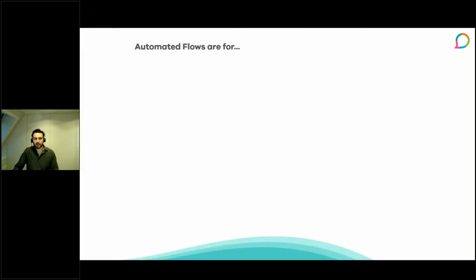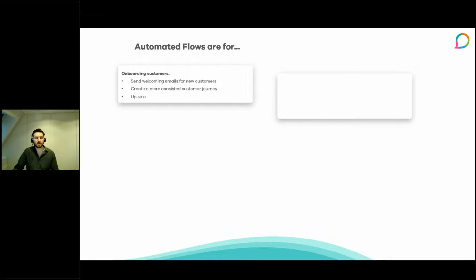A few examples that automated flows can be used for is, we already talked about the one, onboarding customers. So we could, for example, send a welcoming email for new customers. We could create a more consistent customer journey, or even do some more upselling. It's much easier to do upselling when they have first bought something.